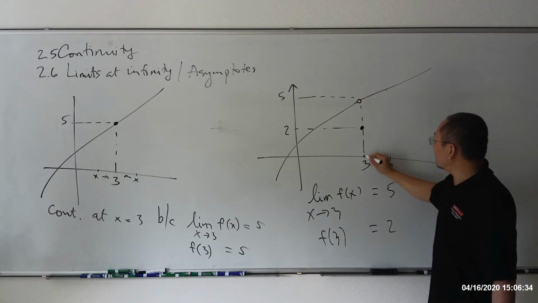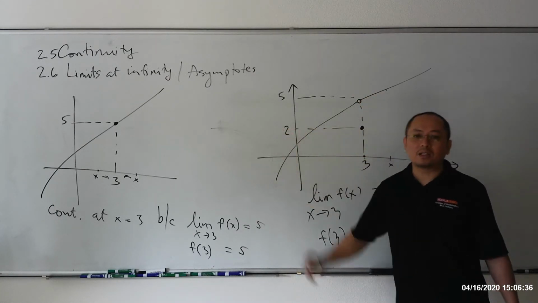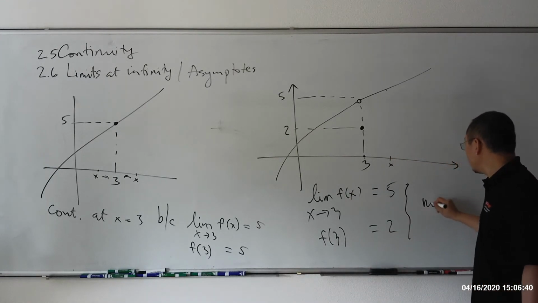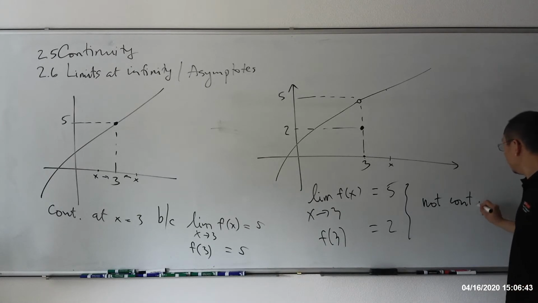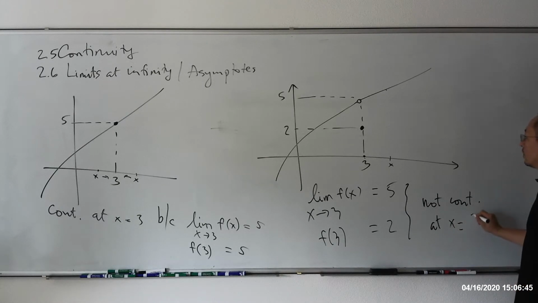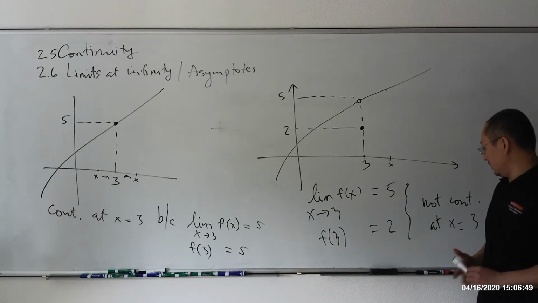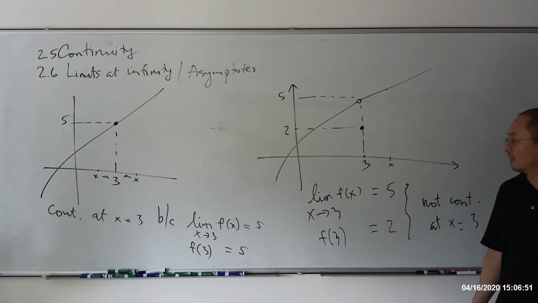However, when you plug in the exact value x equal to 3, f of x turns out to be equal to 2. This one right here is not continuous at x equal to 3 because the two values do not agree with each other, they are not the same. Okay?